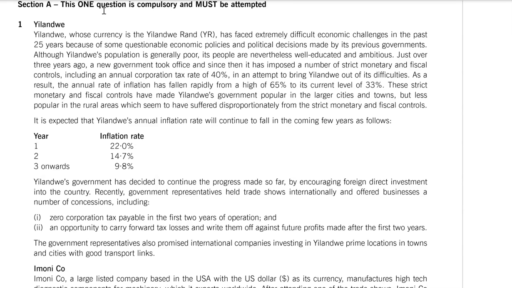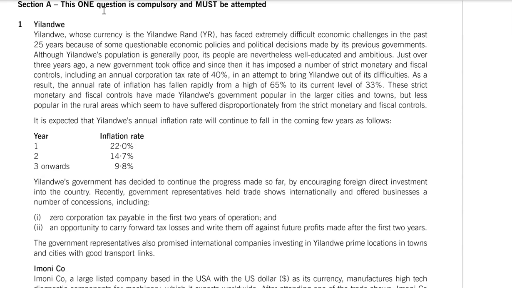Since then, it has imposed a number of strict monetary and fiscal controls, including an annual copper tax of 40%. So tax in Yilandwe is 40% in an attempt to bring Yilandwe out of its difficulties. As a result, the annual rate of inflation has fallen rapidly from a high of 65 to its current level of 33. These strict monetary and fiscal controls have made the government popular in the larger cities, but less popular in the rural areas, which seem to have suffered disproportionately.